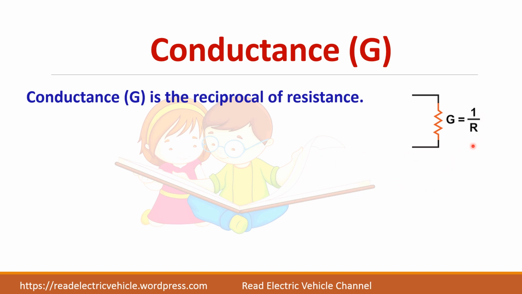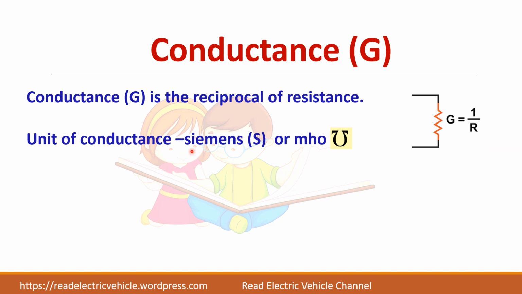The unit of conductance is Siemens, or earlier it was called mho. That is, you write the ohm in the opposite direction, you will get mho. And the symbol is also just the inversion of ohm. Earlier this symbol was used, but you can use Siemens.